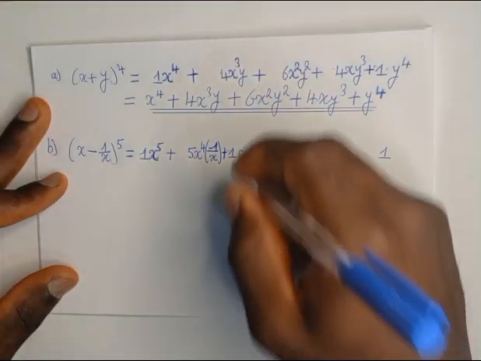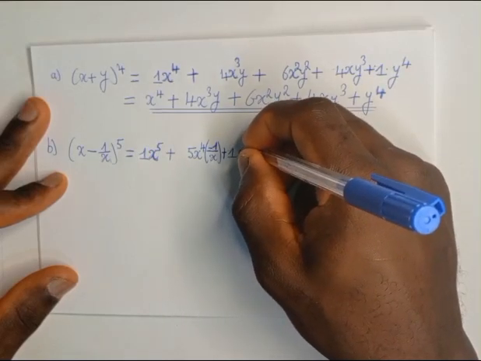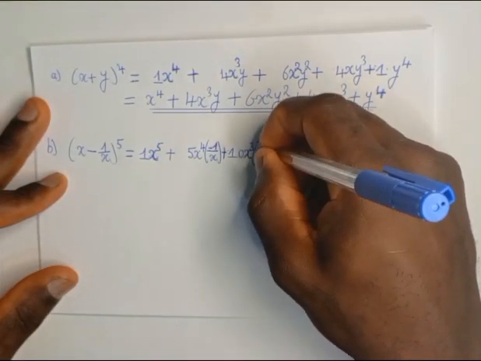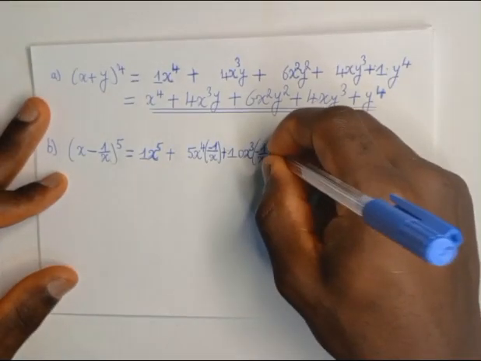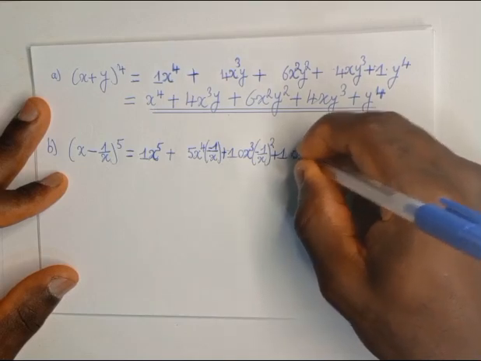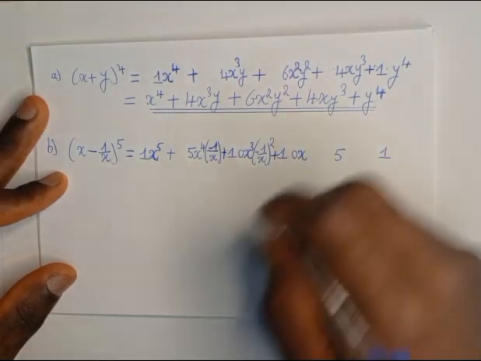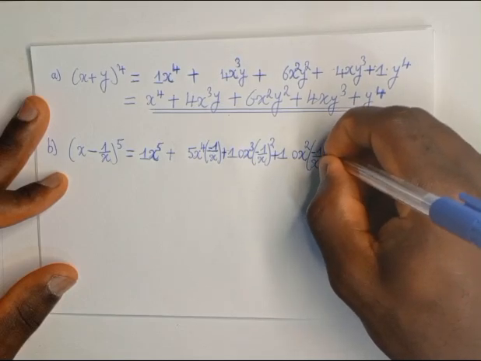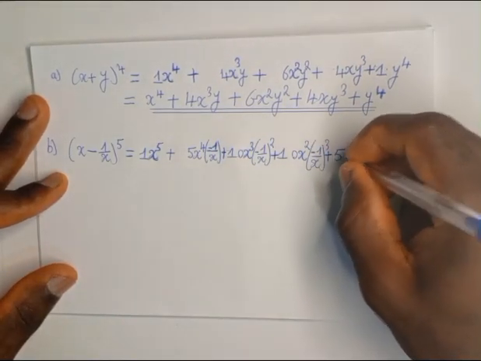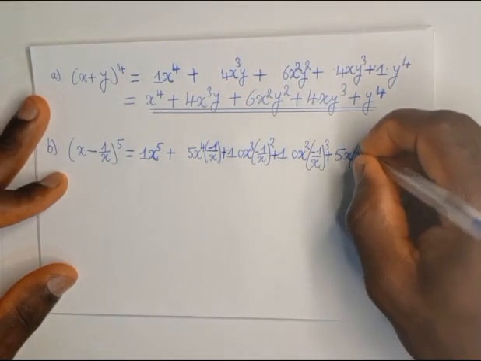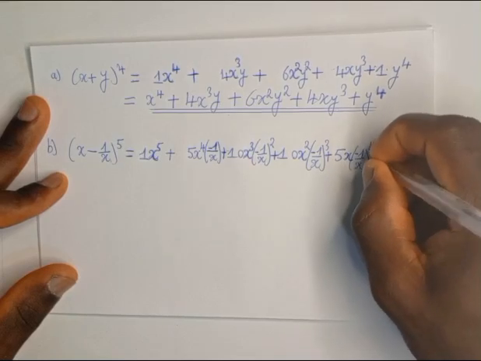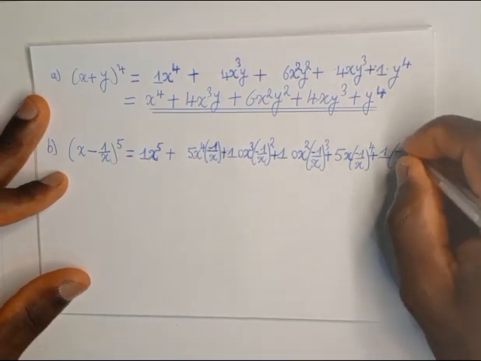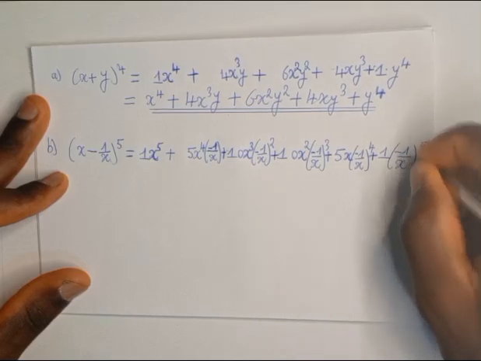plus 10 times x raised to the power 5 minus 2, which gives 3, times negative 1 over x raised to the power 2, plus 10 times x raised to the power 5 minus 3, which gives 2, times negative 1 over x, all this cube, plus 5 times, this will give us x to the power 1, times negative 1 over x raised to the power 4, plus the last term, it will give us x raised to the power 0, which is 1, times negative 1 over x, all this raised to the power 5.